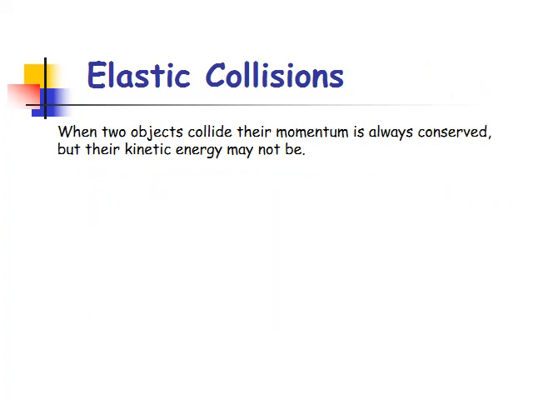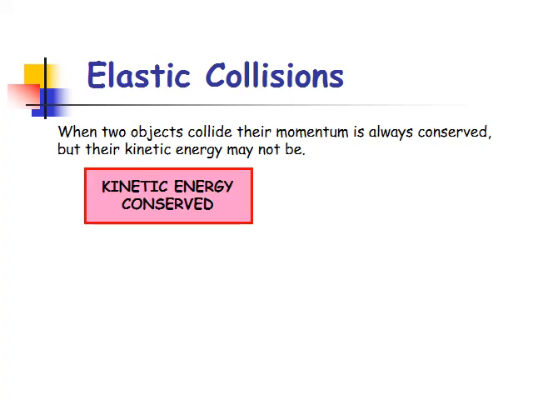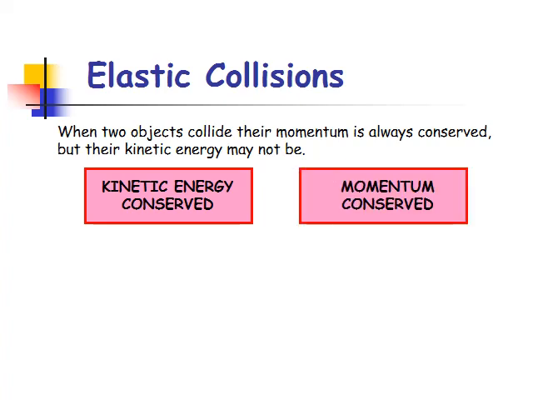So, when two objects collide, their momentum is always conserved, but their kinetic energy may not be. That is the law of conservation of momentum: the momentum before is equal to the momentum after, provided there are no external forces. So momentum is conserved, but kinetic energy may not be. If the kinetic energy is conserved, then it's called an elastic collision.